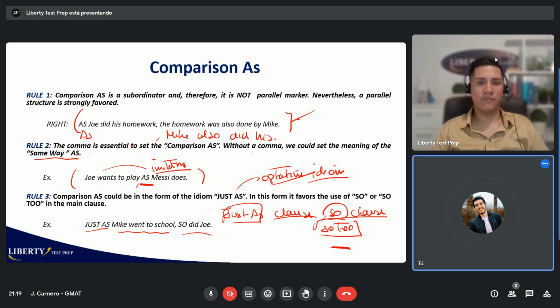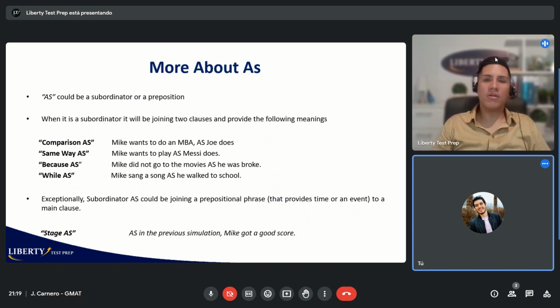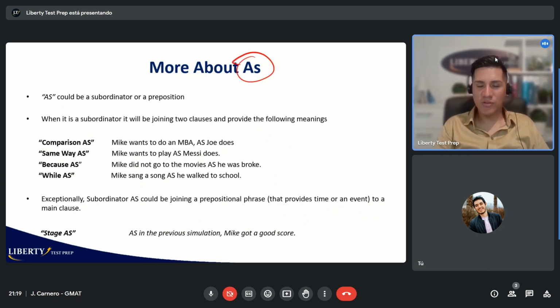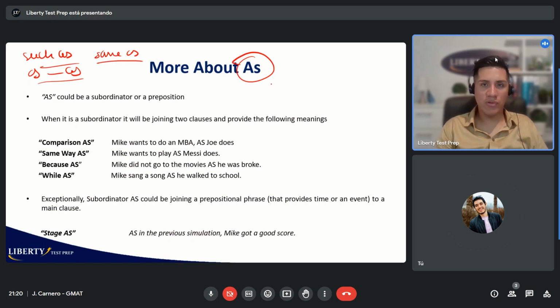Okay. All right. Good. So let's see more about as. As is one of those words that are highly used. I mean, they use it a lot. For example, such as, as something as, same as, a lot of idiomatic uses. This theory we're seeing right now has nothing to do with those other idiomatic uses. They follow different theories.